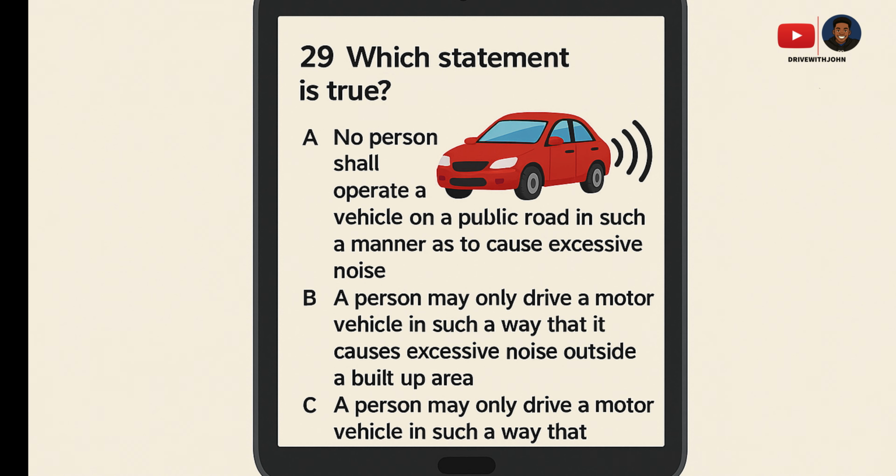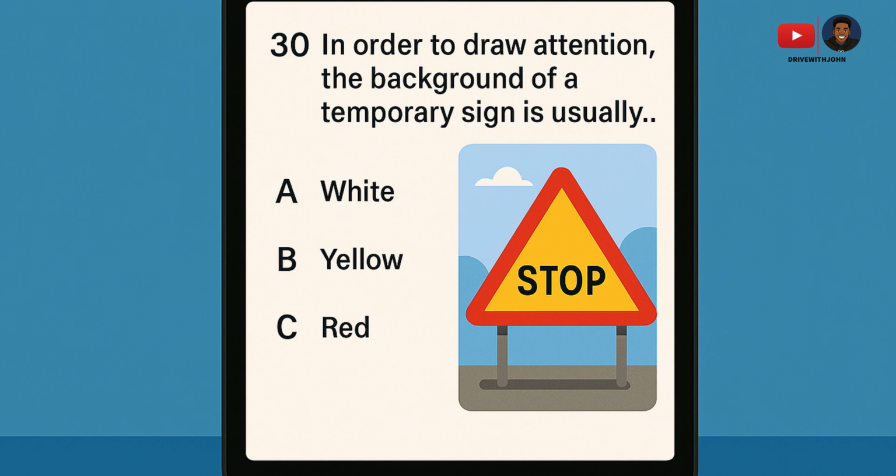Right, let's go. Question 30. In order to draw attention, the background of a temporary sign is usually, is it A, white? Is it B, yellow? Is it C, red? Correct answer is B, yellow.